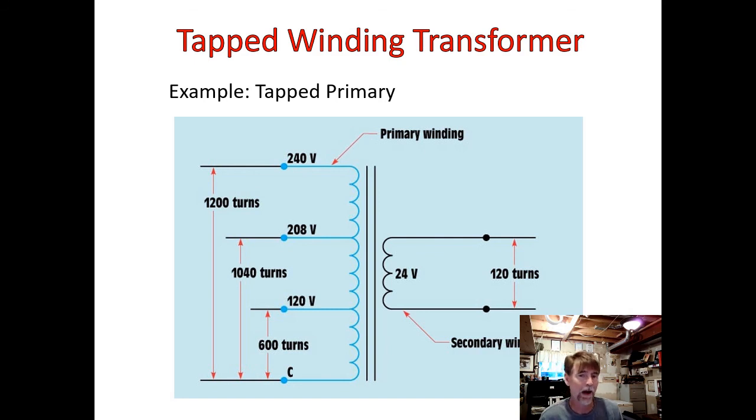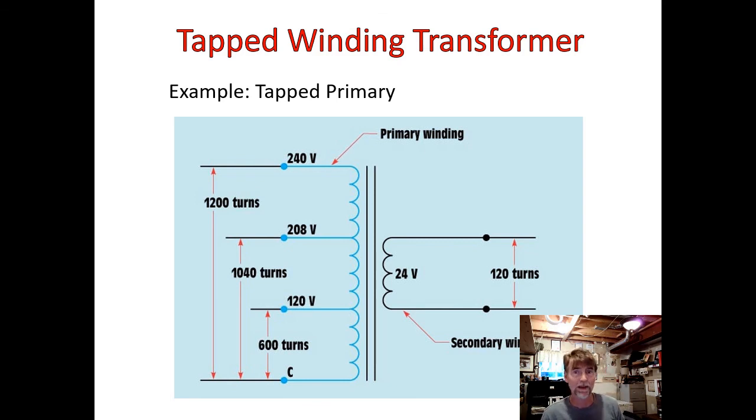If we have a power supply that is 208 volts, we connect to the second tap, which has 1040 turns, to ensure we still get that 24 volts as our secondary output. If our power supply is 240 volts, then we need to connect to the top tap, giving us 1200 turns on our primary, so we still have the 24 volts as our output voltage. So this is the multi-tap transformer that I was talking about for the street lighting ballasts.